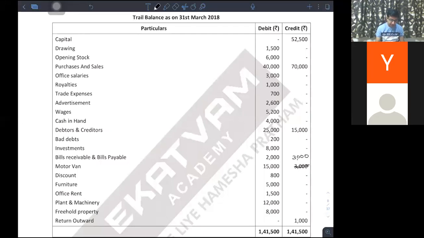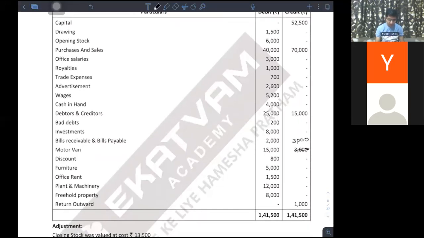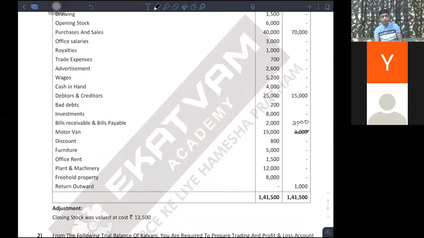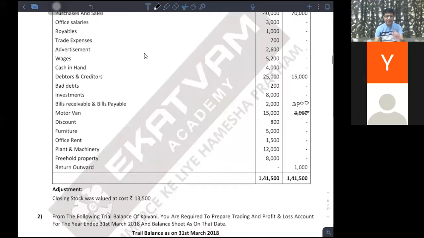Accordingly, it will be motor van 15,000, discount 800, furniture 5,000, office rent 1,500, plant and machinery 12,000, freehold property 8,000, return outward 1,000. And then there is only one adjustment given, that is closing stock was valued at a cost of 13,500. That's it.